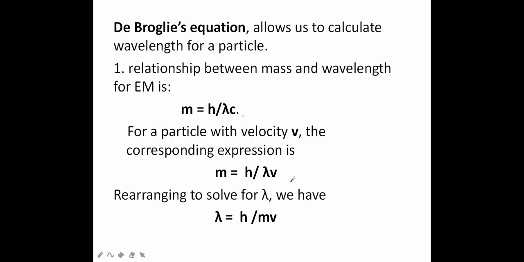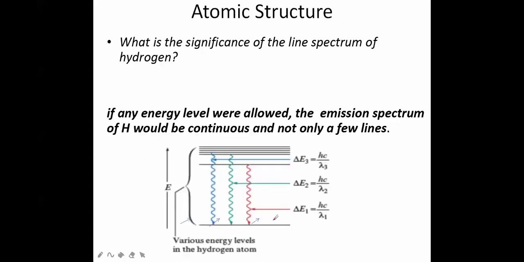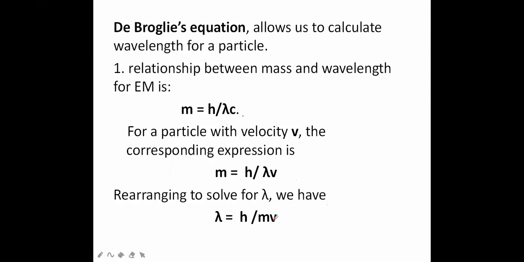Wavelength will be equal to Planck's constant divided by the mass times velocity, or the product of mass and velocity. Any questions thus far? So this is the de Broglie equation, which allows us to calculate the wavelength of the particle.